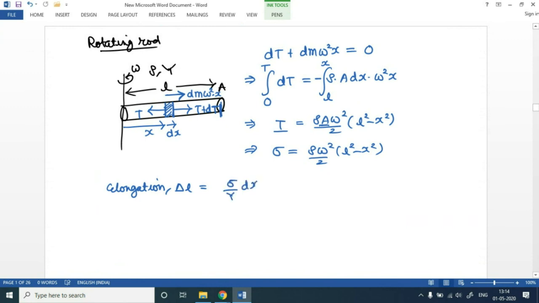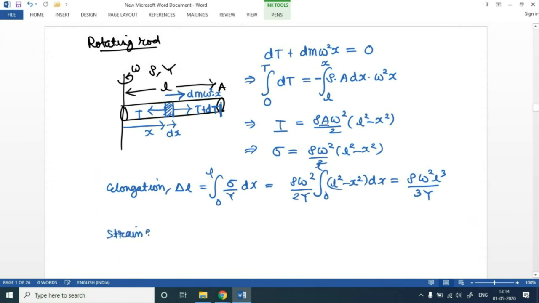sigma upon Y into dx, integral of that from 0 to L. And when we substitute the value of sigma over here, what we get is rho omega square upon 2Y, and that would be L square minus x square times dx, and we need to integrate it from 0 to L, which we get as rho omega square L cube upon 3Y over here.